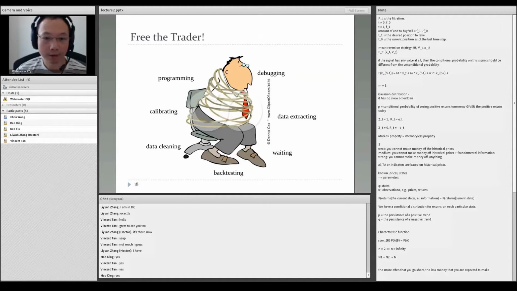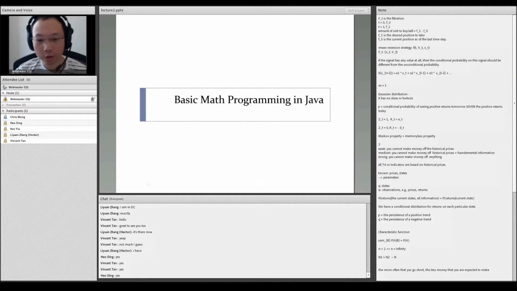Okay, so now we want to get into the programming session. We need to do some hands-on lab. Can everybody fire up your lab beans just to make sure that it works? Can everybody do that?